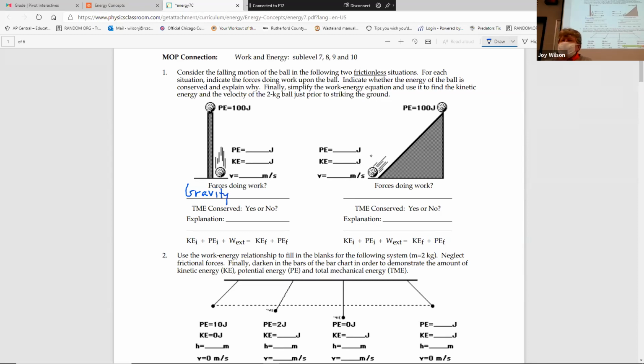So right before it hits the ground, what's going to be its potential energy, right barely above the ground? 0. What's its kinetic energy going to be then? It's going to be 100, because we had 100 to start with, so we have 100 to end with. It's okay. Sometimes you overlook a 0 or you add a 0. It happens.